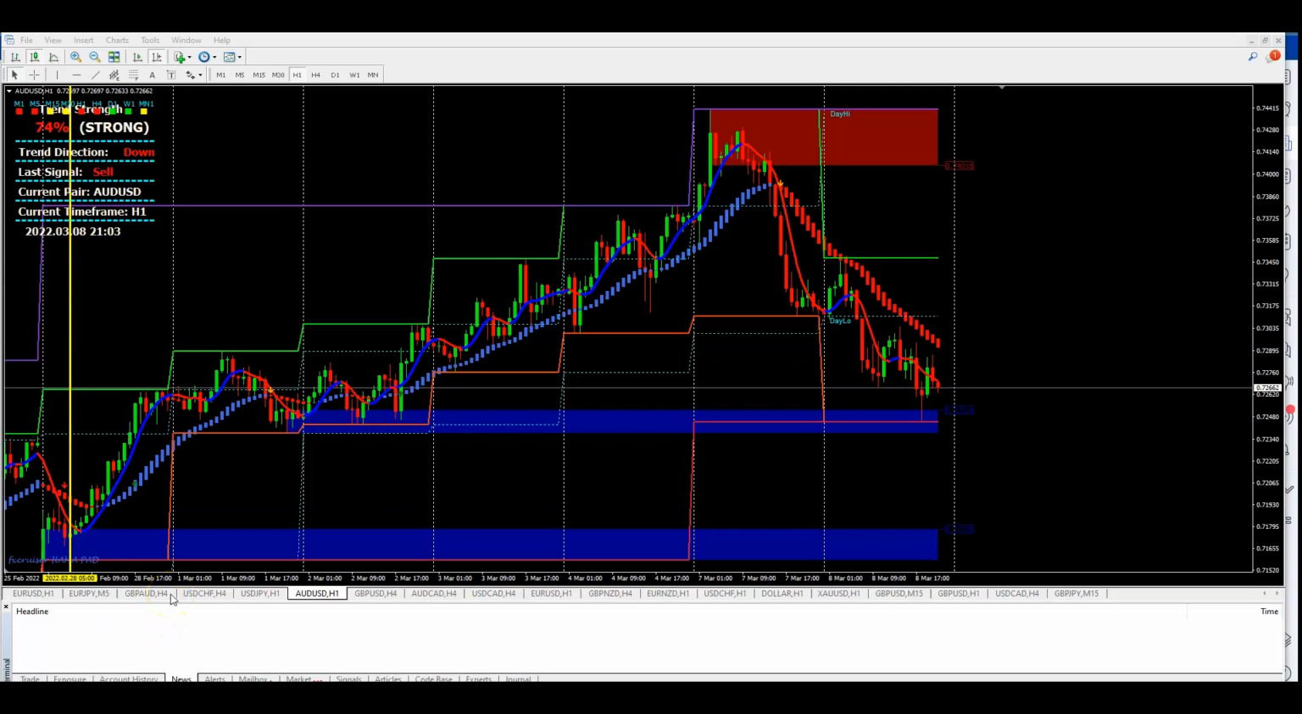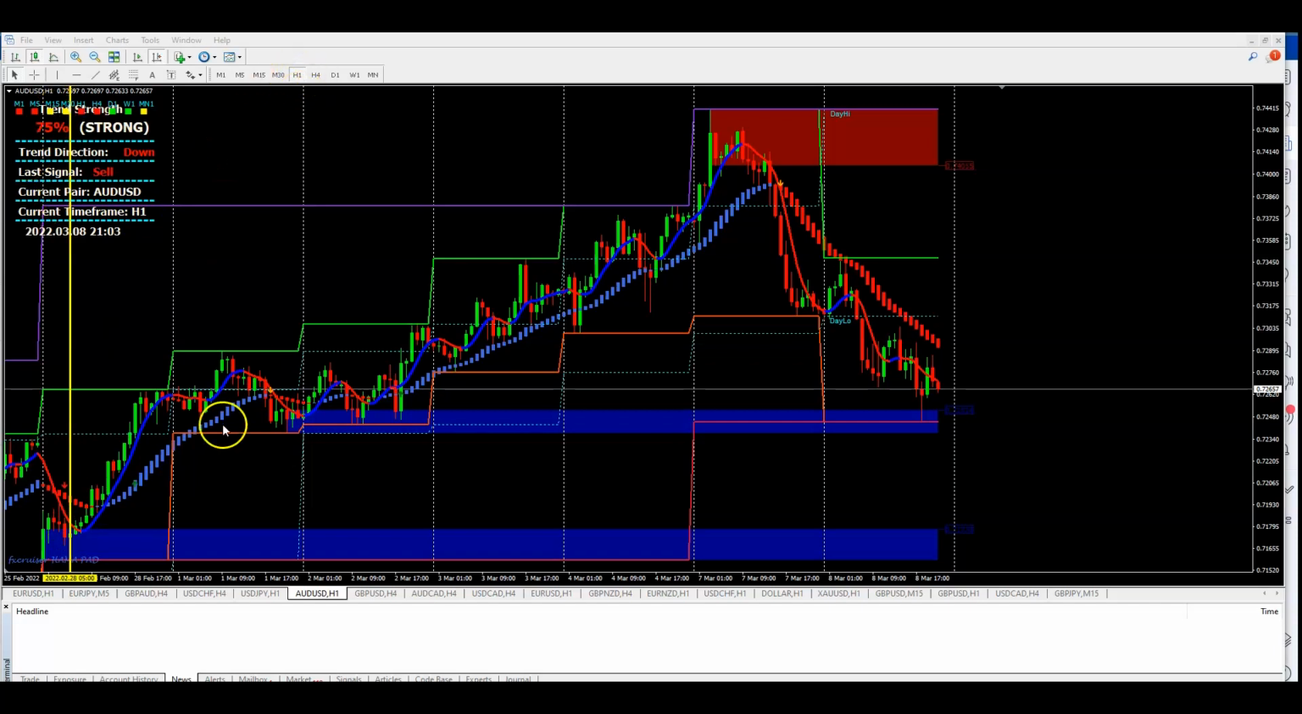Hello, I have a requested video for AUD USD and how I will scalp this pair. I came down here to see where the demand zone was hit, which is February 28th. This is a 1 hour chart.